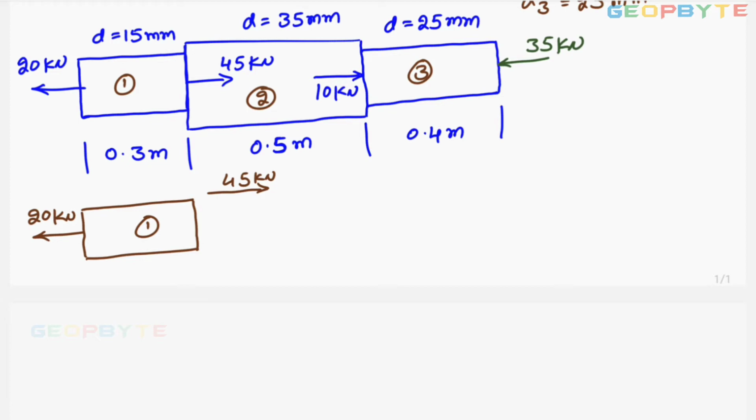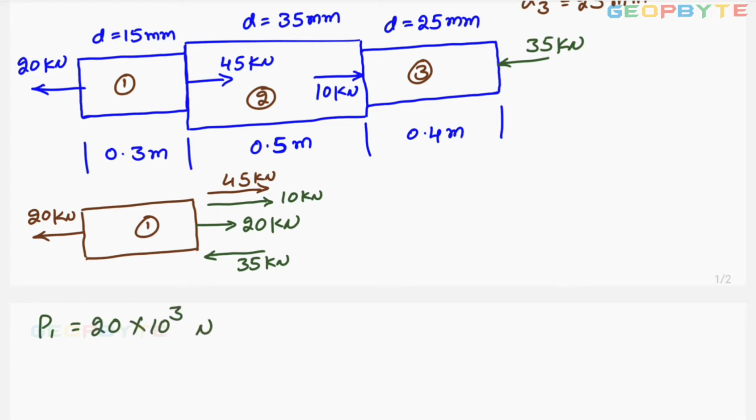35 kilonewtons is acting in this direction, and at the left end of the third section, one more 10 kilonewtons is acting in this direction. 45 plus 10, 55 is acting towards right. 35 is acting towards left. The resultant value 55 minus 35, 20 kilonewtons. That is P1. So P1 equal to 20 into 10 raised to 3 newtons.